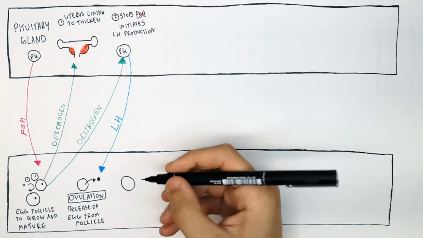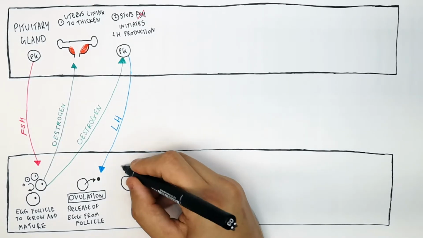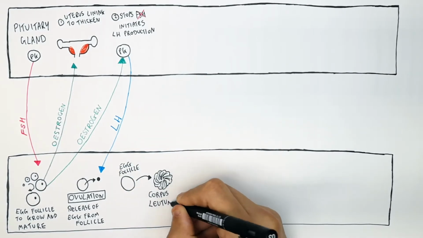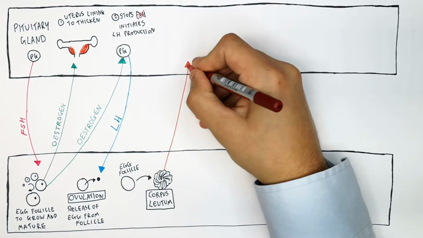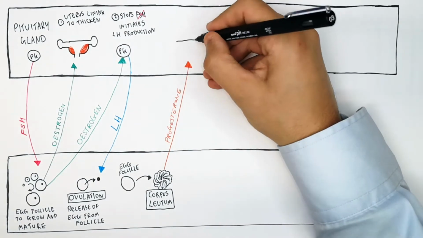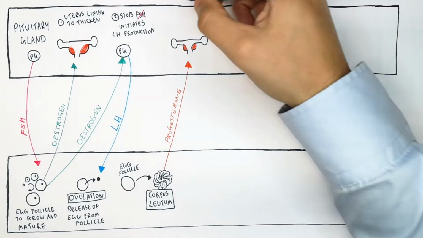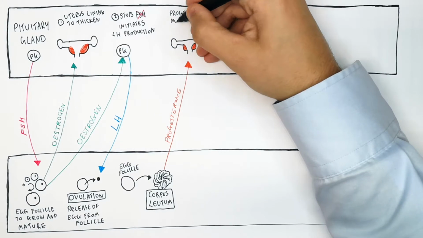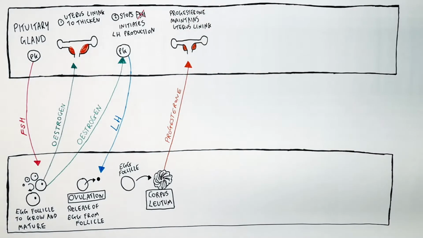So the egg follicle now turns into the corpus luteum in the ovary, and the corpus luteum produces and secretes progesterone. This maintains the uterus lining. So progesterone maintains the uterus lining.